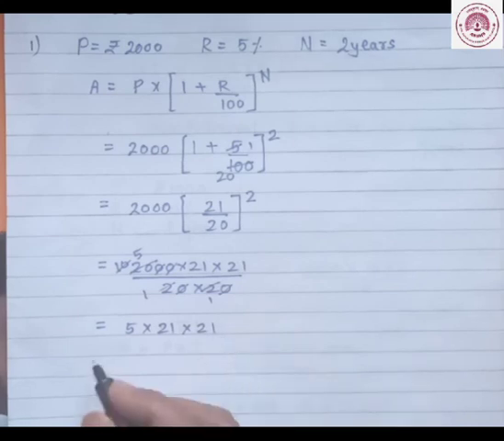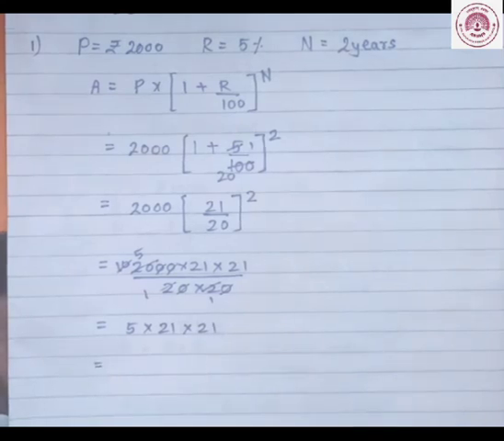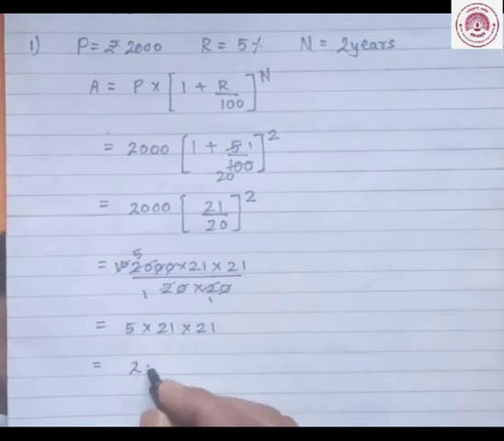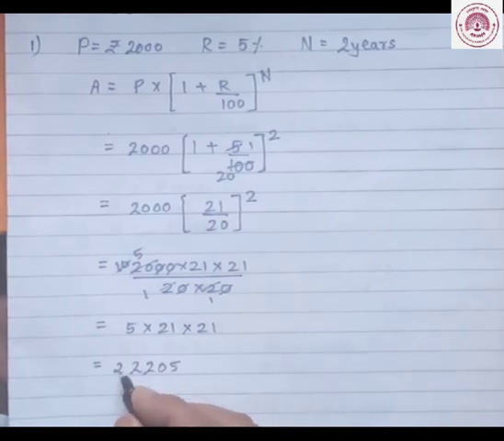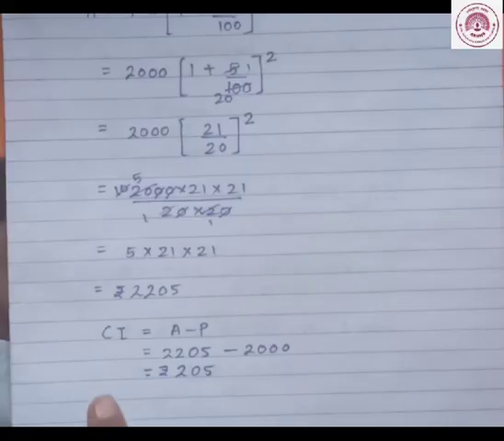After multiplication we will get 2205 rupees. Okay, so this is the amount that we will get after 2 years. So what is the compound interest? Compound interest formula is A minus P, where A is amount, P is principal. So compound interest is equal to A minus P, right? Now A is 2205, P is 2000. So after subtraction we will get rupees 205. Okay, so this is how we can find out the amount and compound interest.